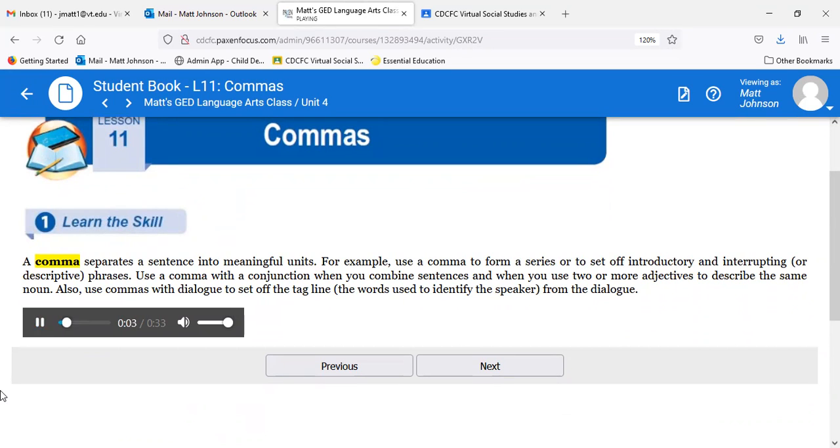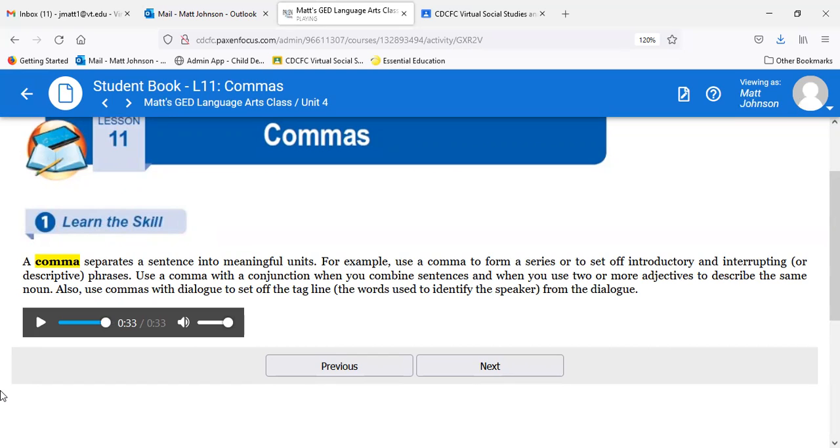A comma separates a sentence into meaningful units. For example, use a comma to form a series or to set off introductory and interrupting or descriptive phrases. Use a comma with a conjunction when you combine sentences and when you use two or more adjectives to describe the same noun. Also, use commas with dialogue to set off the tagline, the words used to identify the speaker, from the dialogue.